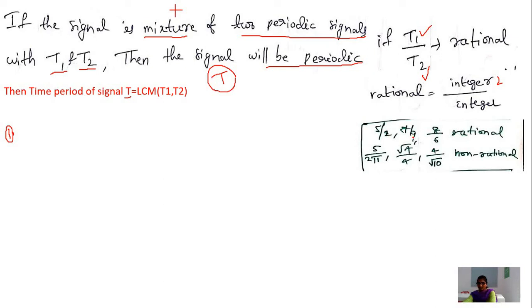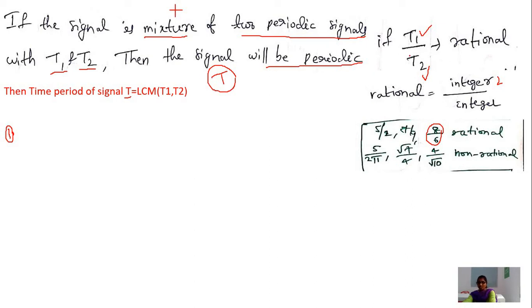7 by 9 is a rational number because 7 is an integer and 9 is an integer. That is why 8 by 6 is also a rational number. Below, 5 by 2 pi: 5 is an integer but 2 pi is not an integer, because it is a fractional number, 2 into 3.14 is 6.28. Sorry, that is a fractional number. And root 7 is not an integer. That is why these three are non-rational numbers.